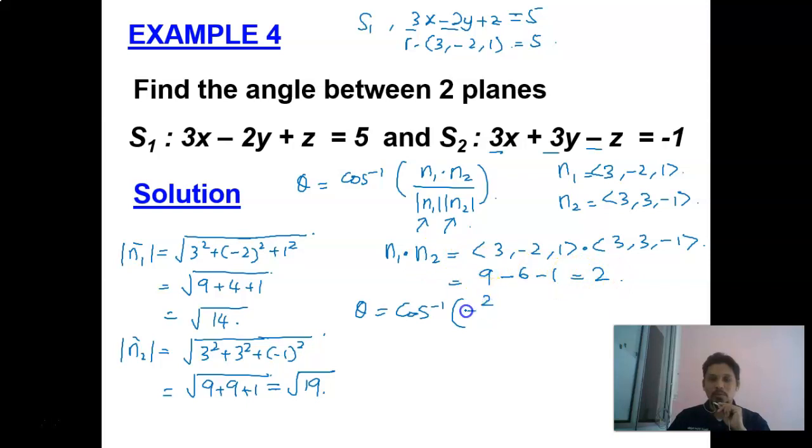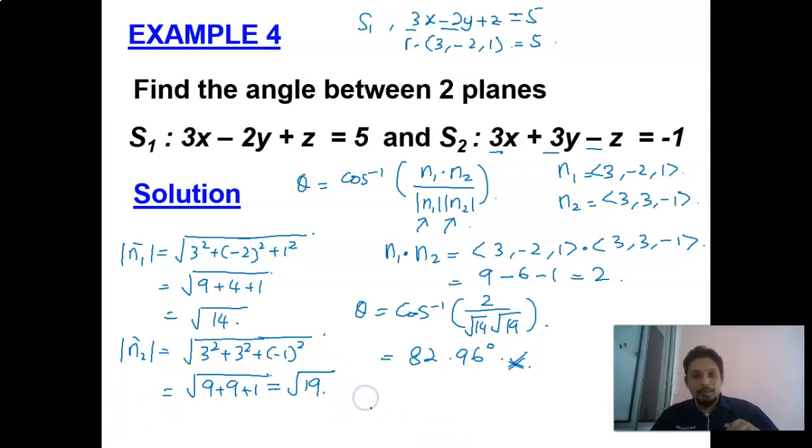which is 2 here, divided by the absolute value of n1, square root of 14, and the absolute value of n2, square root of 19. For this one, use your calculator to get the answer directly. It gives you 82.96 degrees. Okay, so we move to the next example.